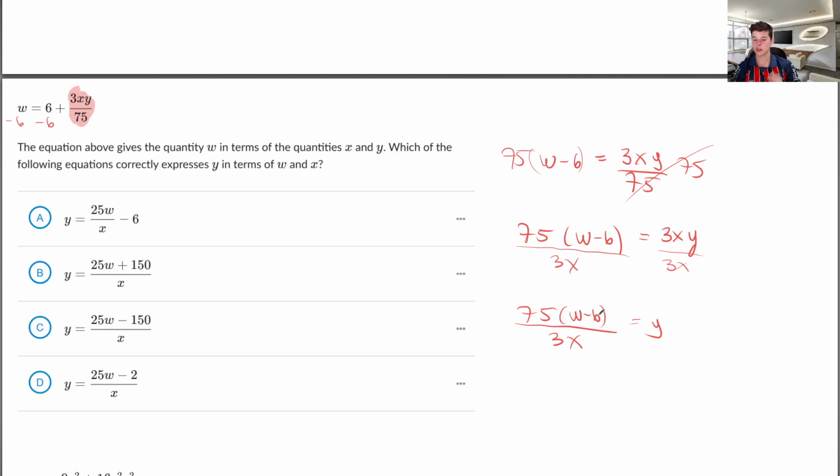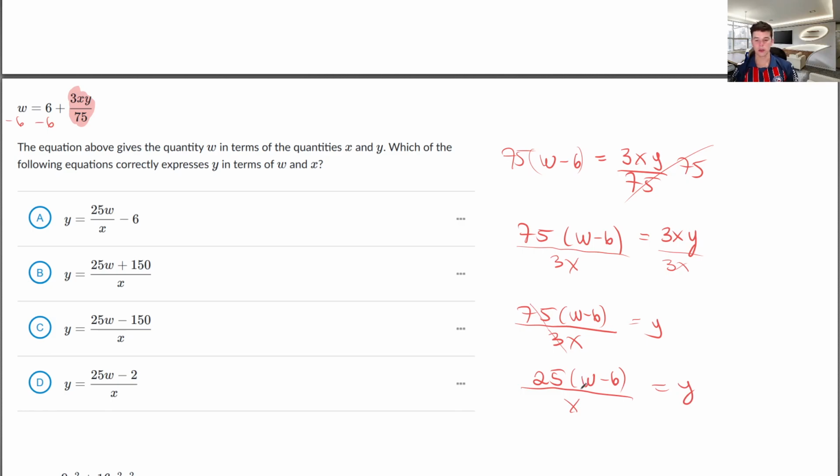So I can see that it's not fully simplified because I can simplify the 3 in the 75. So 75 divided by 3 is 25. So that's 25 divided by 1, but I don't write down the 1 in the bottom, times w minus 6, all divided by x equals y. That could have been one of the answers as well. Do you guys see it?